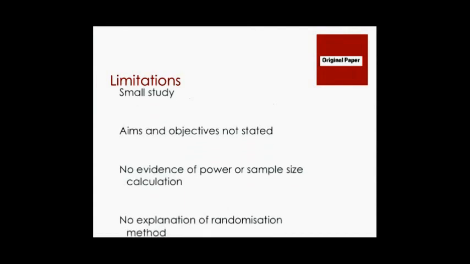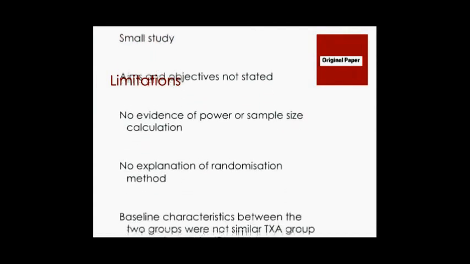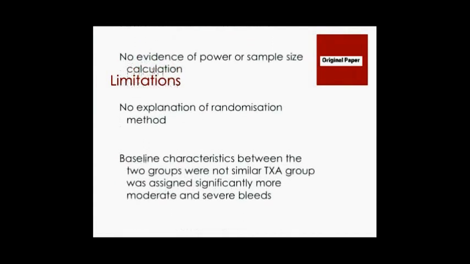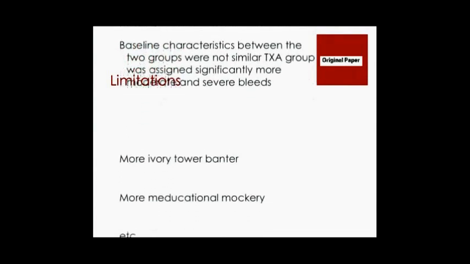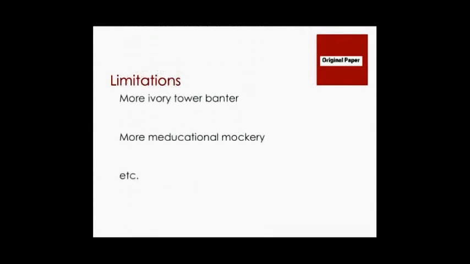The aims and objectives are actually never stated in the paper. No evidence of any kind of power or sample size calculations. No explanation of their randomization method. I have no idea what they did. And the baseline characteristics were completely different. So it does not add much to our talk whatsoever, other than a few chuckles, okay?